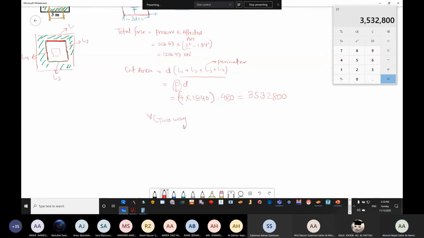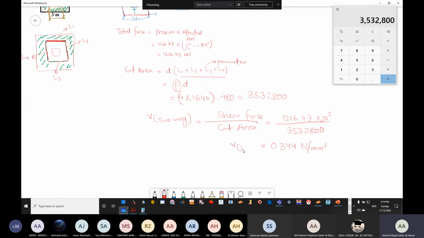it is equal to shear force divided by cut area, and this is going to give you 1216.47 multiplied by 10 to the power of 3, divided by 3,532,800. Suleiman, is it clear? The cut area is the one with the 1.5D. The value that you are getting is 0.344 Newton per millimeter square.